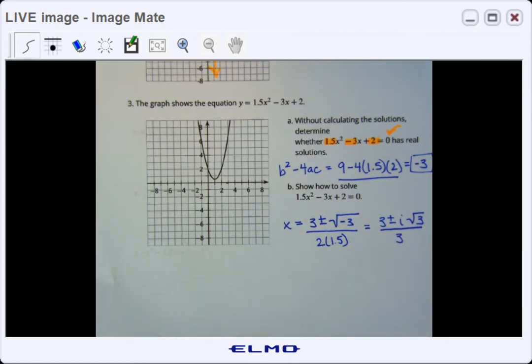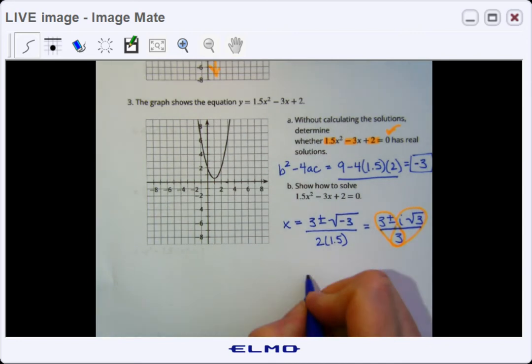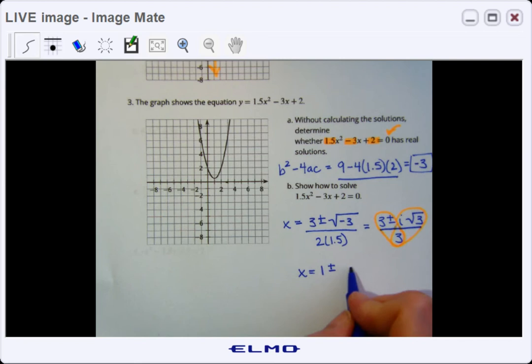So then the last step is to break it apart, dividing each of the terms on the top by the 3 on the bottom. So 3 divided by 3 is equal to 1. And then I'm just going to leave that as i root 3 divided by 3. And that's the final answer.